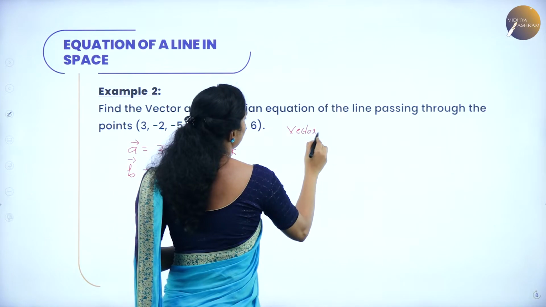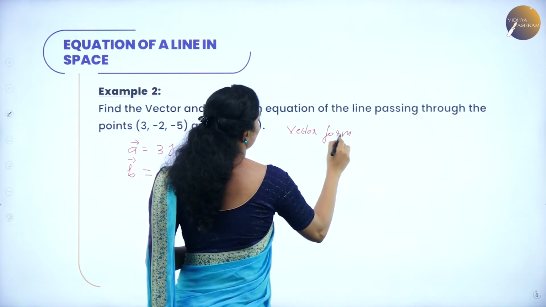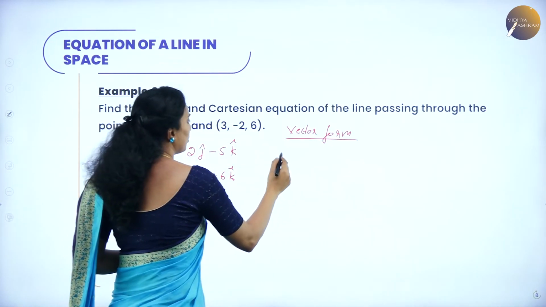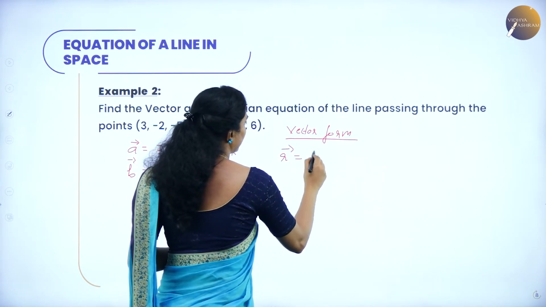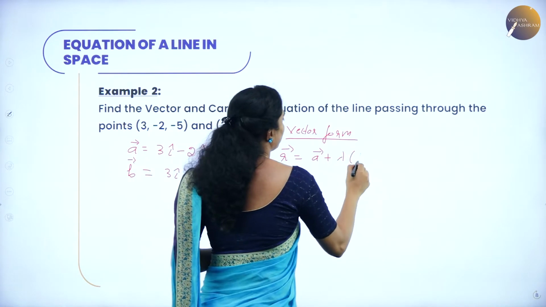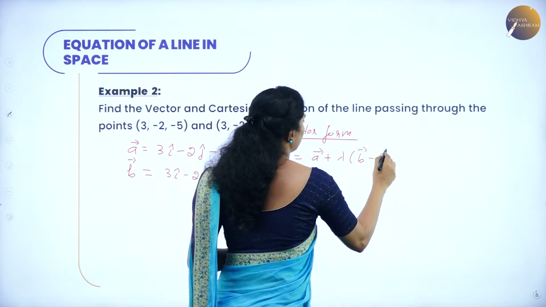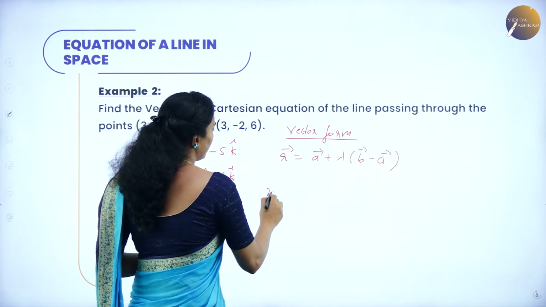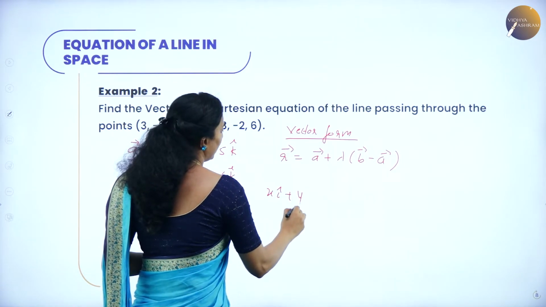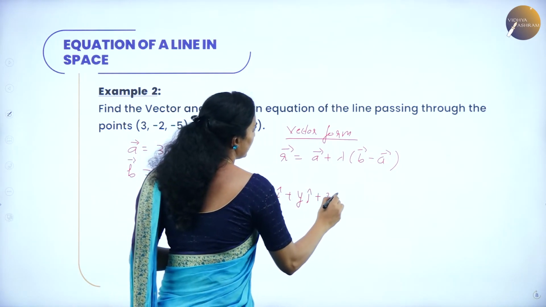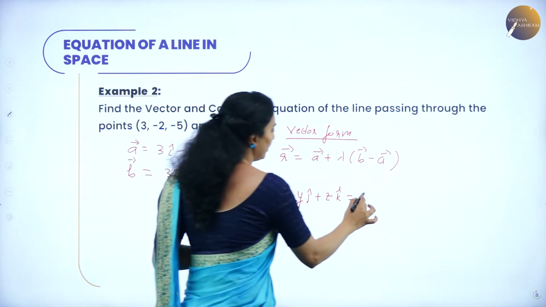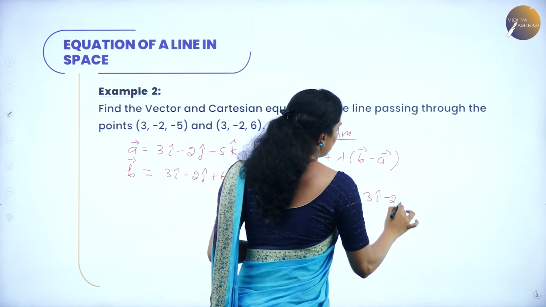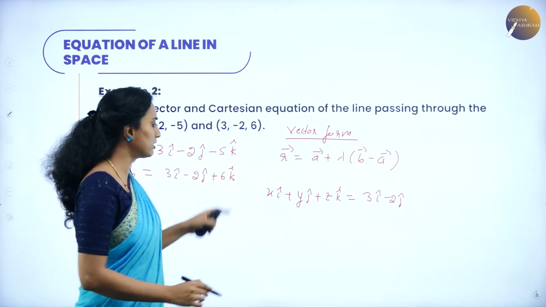So what is the vector form? The r vector is equal to the a vector plus lambda into (b vector minus a vector). Let us write the r vector as xi plus yj plus zk is equal to the a vector, which we already know, 3i minus 2j, again here minus 5k.